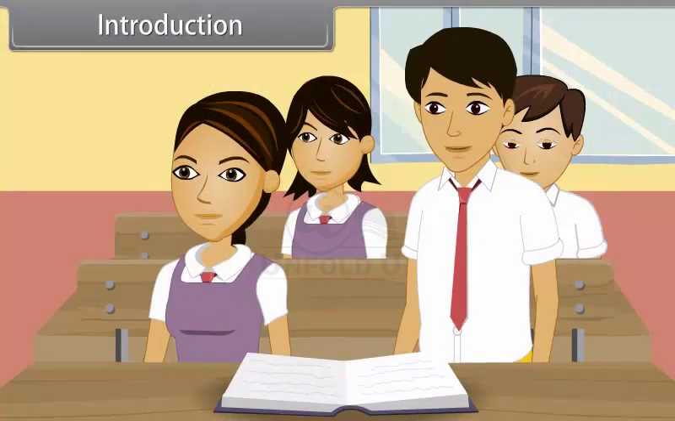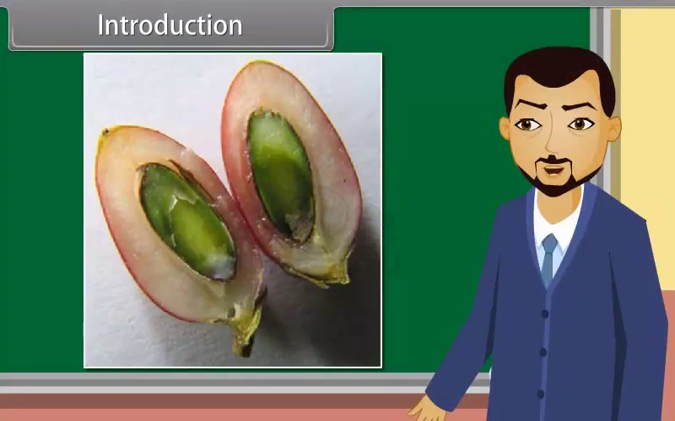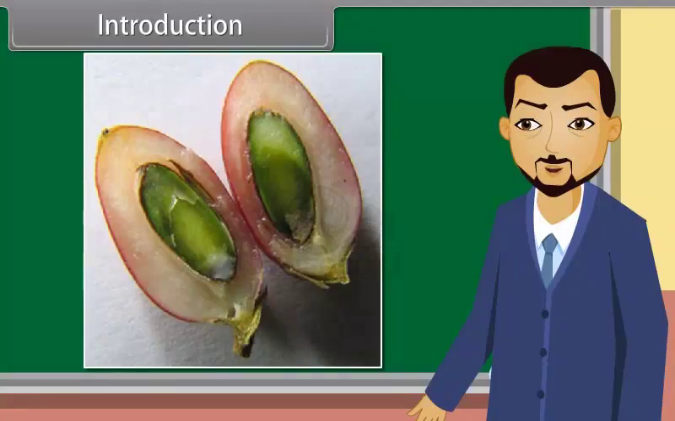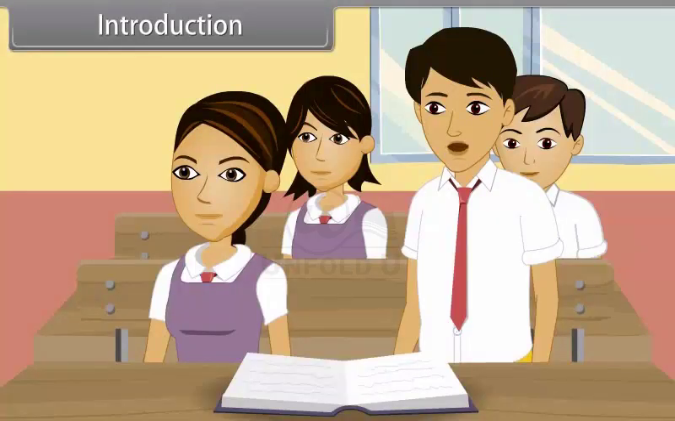Sir, why do we find seeds inside a fruit? Seeds develop as a result of sexual reproduction in plants. What is sexual reproduction? Sexual reproduction is the formation of a new individual following the union of two gametes. Well, sir, which part of a plant takes part in sexual reproduction?